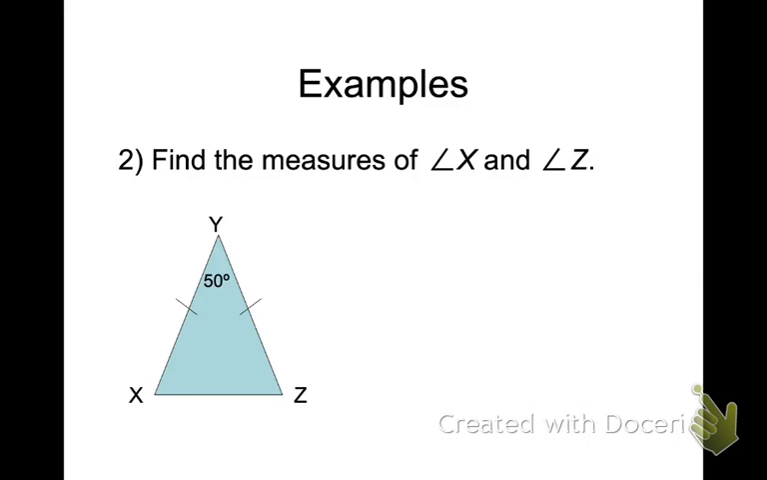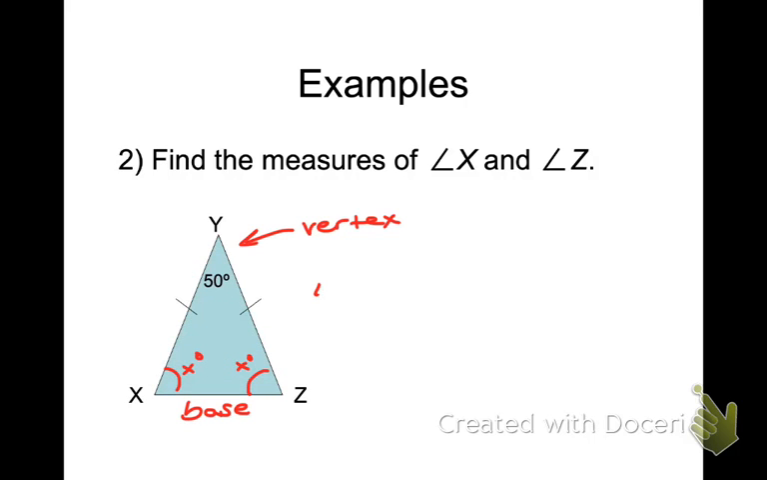Now let's throw in some numbers. Find the measures of angle X and Z. So Y is the vertex angle. Down here would be my base angles. My base angles are going to be the same, right? So we could do it algebraically. I could make this be an unknown X and this be an unknown X, and I know that all three of these angles should add up to 180 degrees.